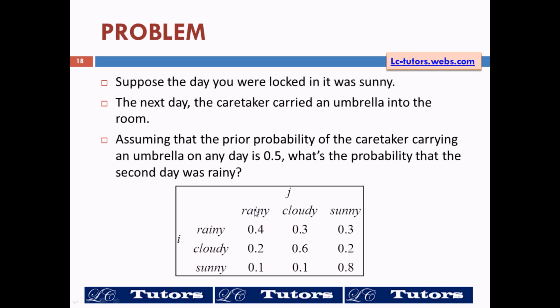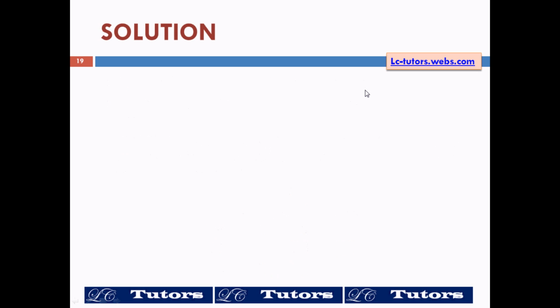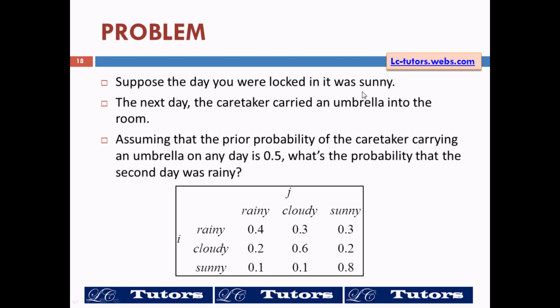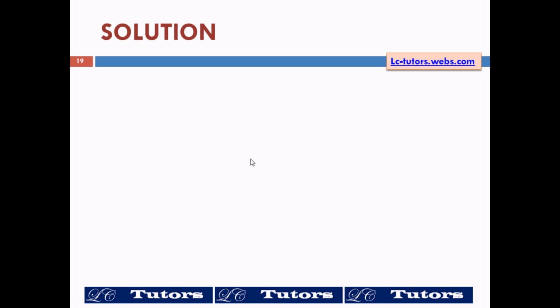What we have to find out is, assuming that the prior probability of the caretaker carrying an umbrella on any day is 0.5, what is the probability that the second day was rainy? The first day we know it was sunny, but on the second day we are not able to see outside, we can only see whether the caretaker brings an umbrella. So what is the probability that the second day is a rainy day if an umbrella event was observed?